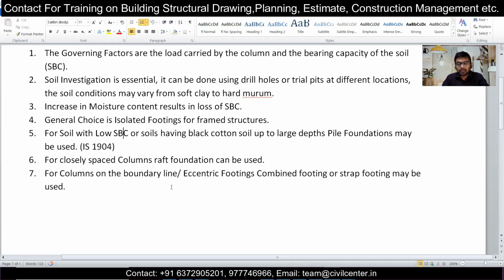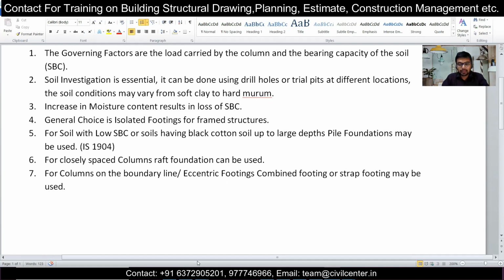For example, if we have black cotton soil at the top, we can know that up to 2 meters depth or 1 meter depth, there is black cotton soil. After that, we have hard soil. So like this also we can know by the soil investigation works. And the next important thing is the moisture content. Generally, if you provide isolated footings, it is done if your footing is above the portion of the groundwater flow.